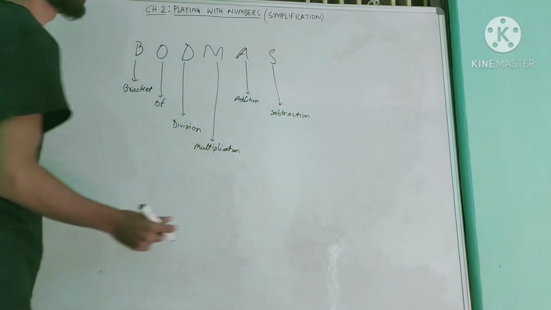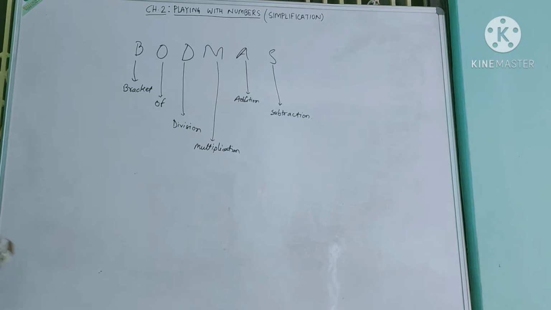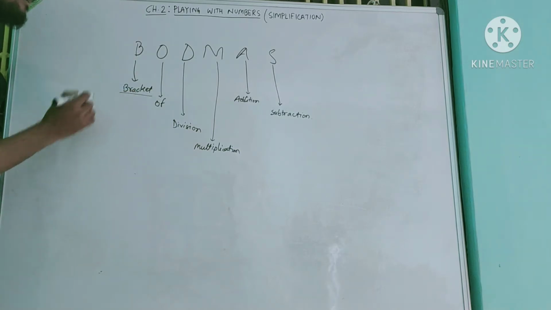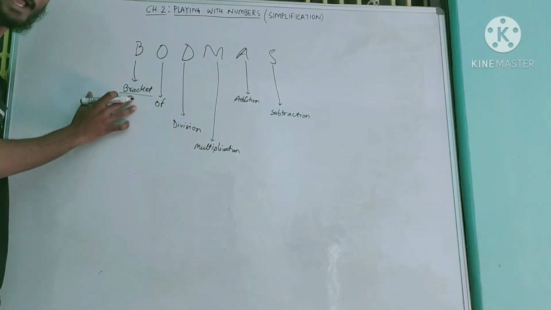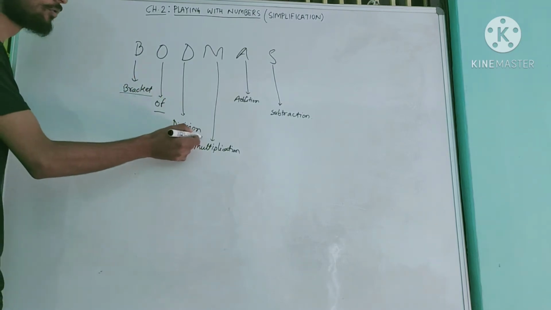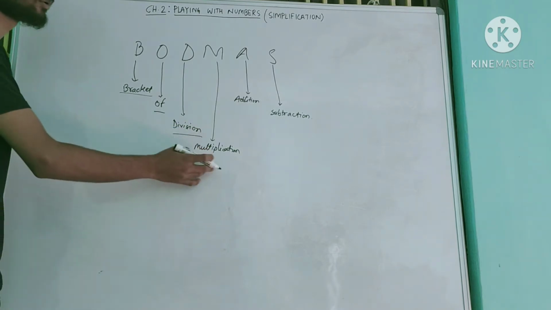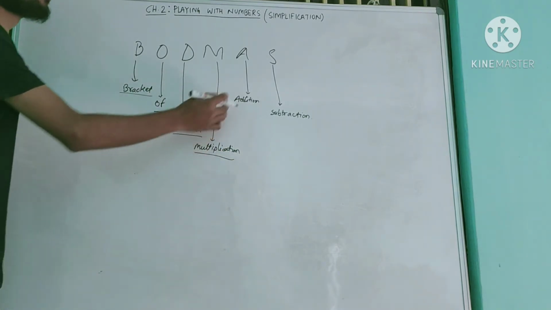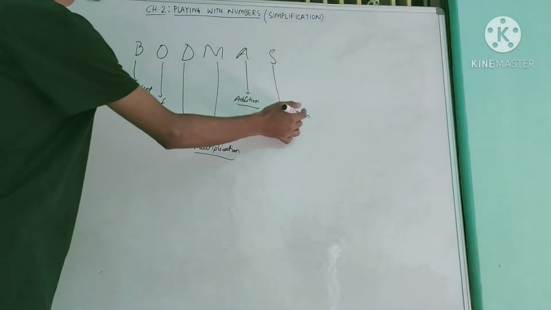This is the rule. So, what is the meaning of this order? When the question is in a simplification form, we have to simplify that expression. So, you have to first search for brackets. If there is no bracket, you have to move to of. Then if there is no of, you have to move to division. Then you move to multiplication, then addition, then subtraction.